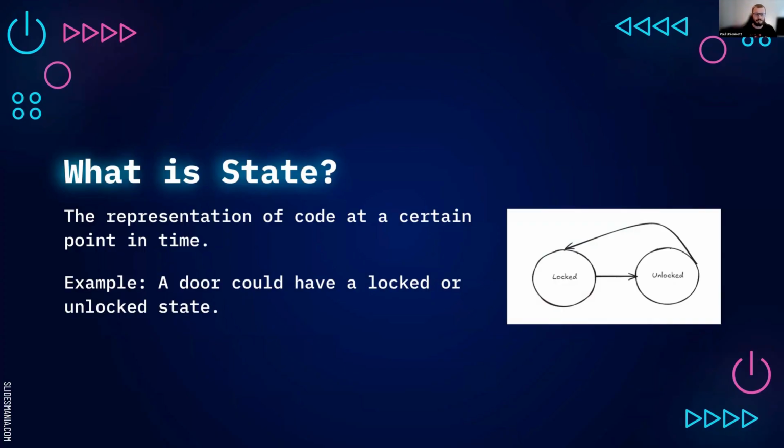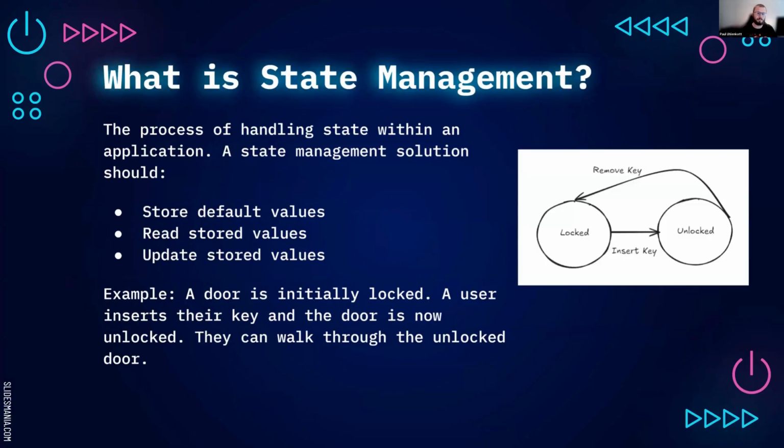To put it simply, state is a way of representing our code at a certain point in time. So for example, a door could be locked or unlocked, and that could be its state at a certain point in time. So state management then is how we can handle state within our application. Ideal state management solutions should at least let us store default values, let us update these stored values, and then read values and give them to components that require them.